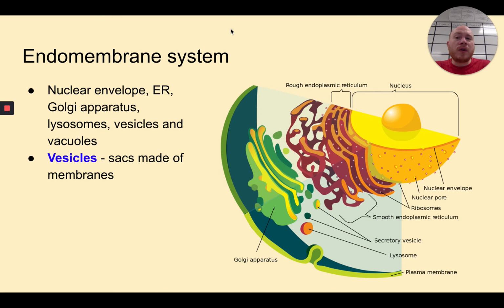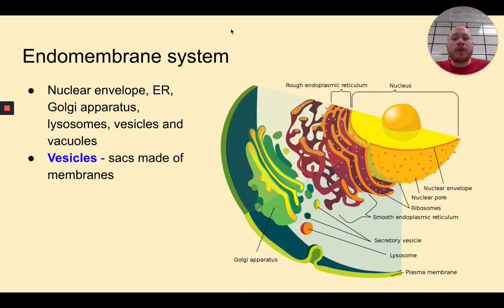We have the nuclear envelope, the endoplasmic reticulum, the Golgi apparatus, the lysosomes, vesicles, and vacuoles are all part of what's called the endomembrane system. They're organelles that are surrounded by a membrane. And you're going to see this word from time to time.